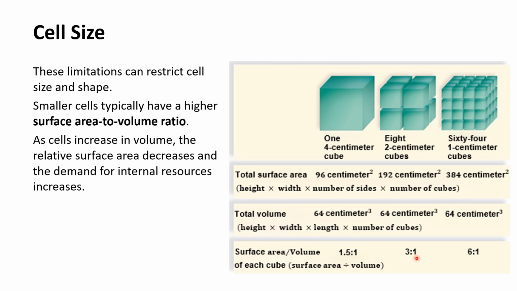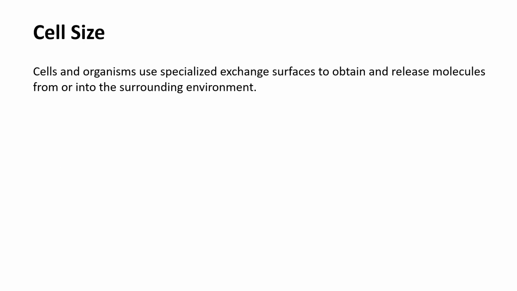Notice the 8 2-centimeter cubes, the ratio is increased to 3 to 1. And finally, the smallest cubes, the surface area to volume ratio is 6 to 1, much higher. These little cubes or little cells will have a much easier time getting the oxygen and chemicals they need and also getting rid of the wastes they want to get rid of, because for their given volume of 1, they have a lot more surface area to make that exchange. So surface area to volume ratio is really important, and it is why cells have a small size.